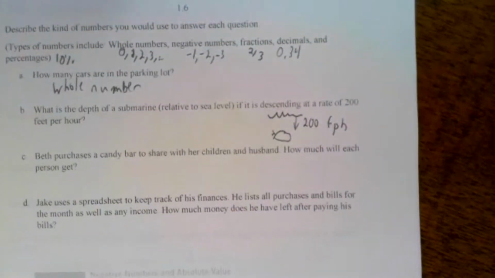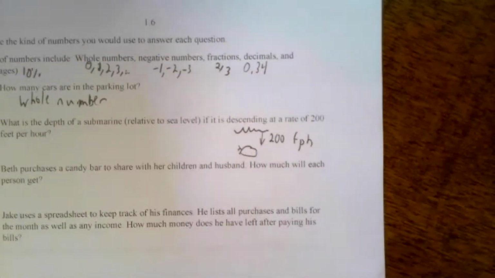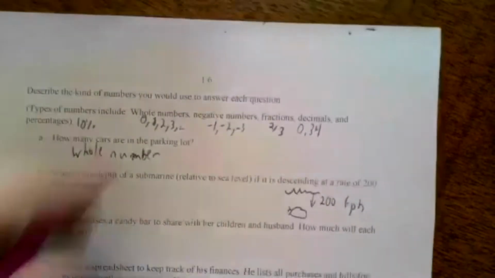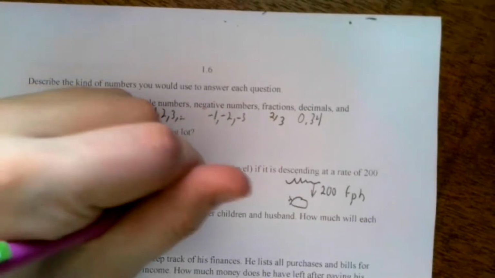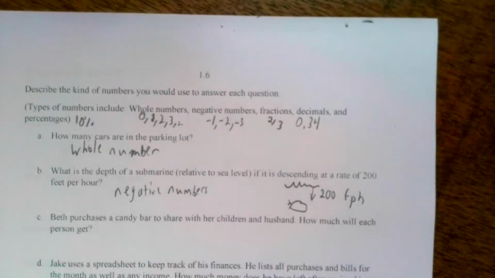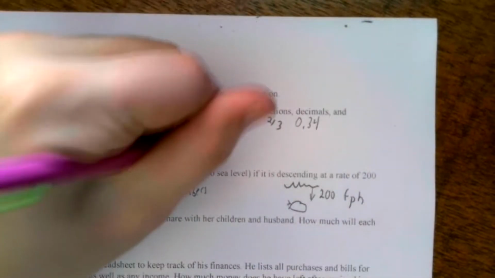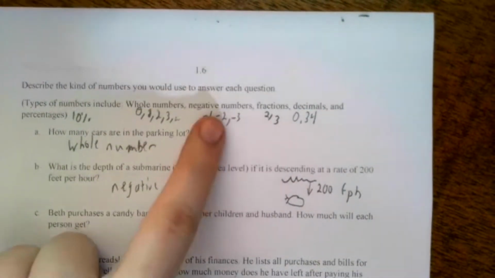So what type of numbers would I use to describe the depth of the submarine? Yeah, I would use negative numbers, right? Because we're descending by 200 feet, which is a whole number. If we're descending, that means it's a negative. Descending means going down. So I would use negative numbers here. And I should preface that with negative numbers, you can also use fractions, because I see somebody put fractions as well. You could have something like -2/3. It doesn't have to be whole numbers. As long as it has that negative sign, it's a negative number.